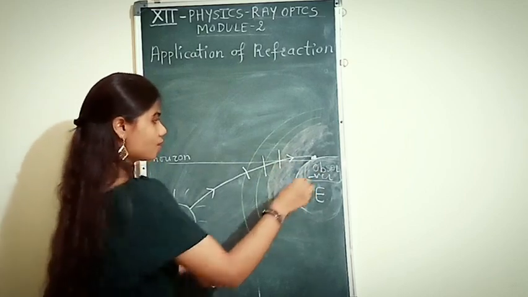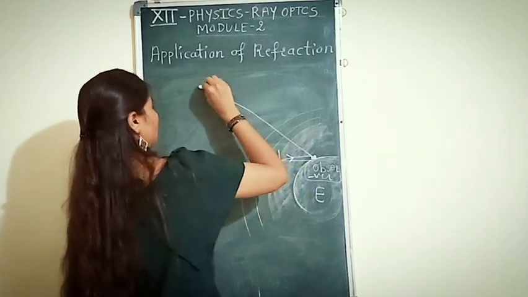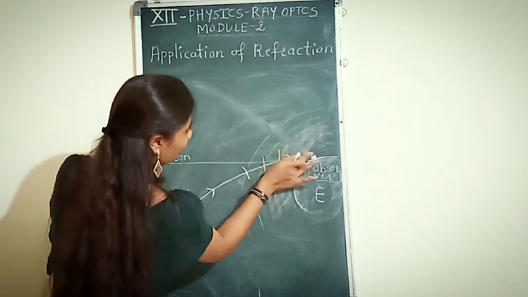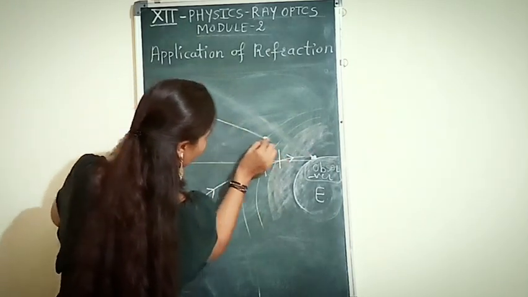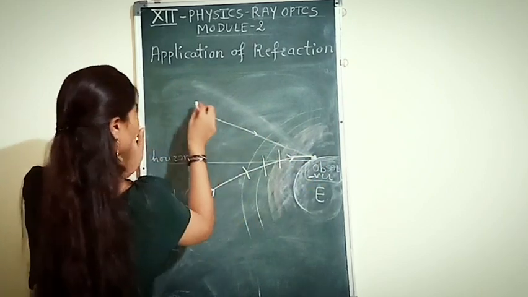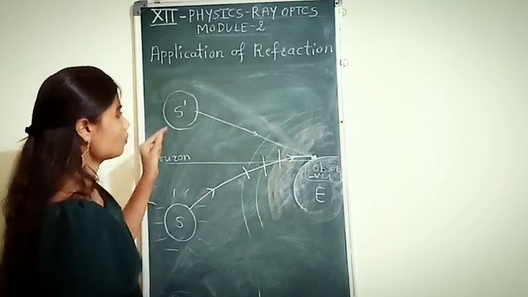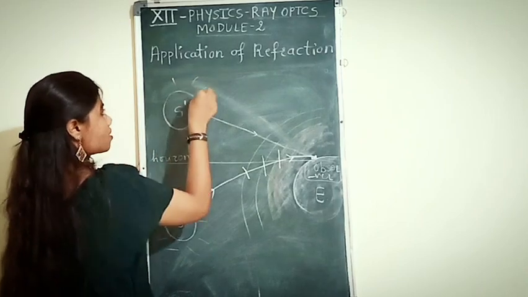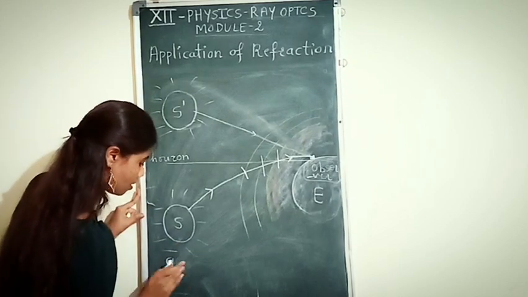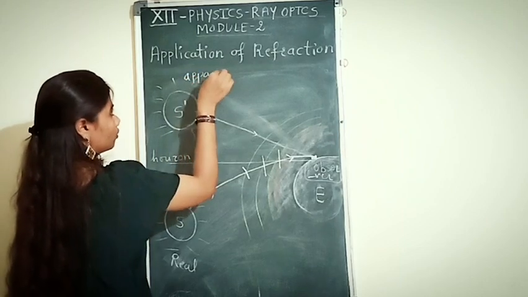But what happens? This observer understood that this ray is traveling in a rectilinear path, and thereby by backtracing he assumed that the sun is at a position S dash, which is the apparent position. Your actual position is S. This is the real position, and this is the apparent position.